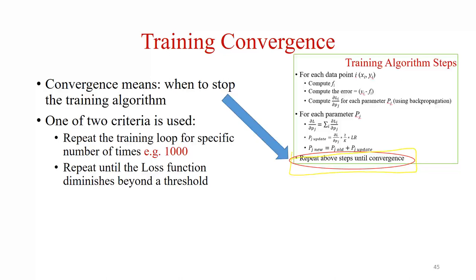How do you define convergence? There are many ways you can define it. One of them is that you loop through 1,000 times. Another definition is when your loss function decreases beyond a threshold. So let's say you started with a loss function equal to 100 or 1,000, for instance, and you stop the algorithm when the loss function equals 10, for example. So this is your convergence. There are other ideas of convergence, but these are the simple ones.